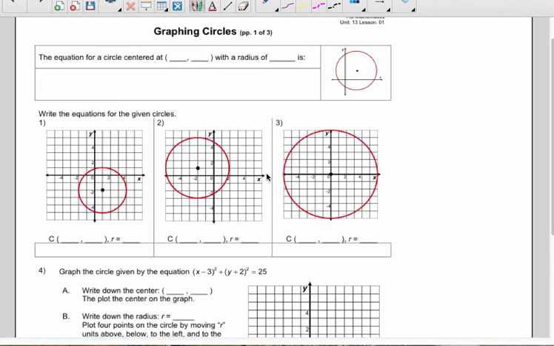Okay, so this is Graphing Circles, page 1. This is our notes. And we're going to be talking about circles here. Okay, so first thing, we need some vocabulary.